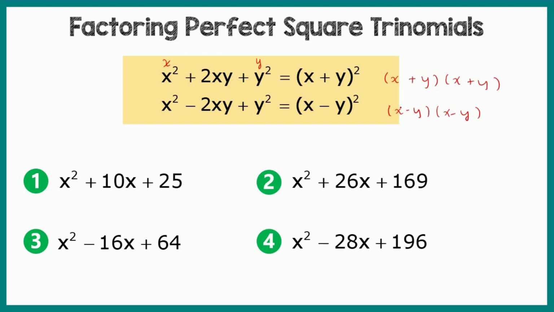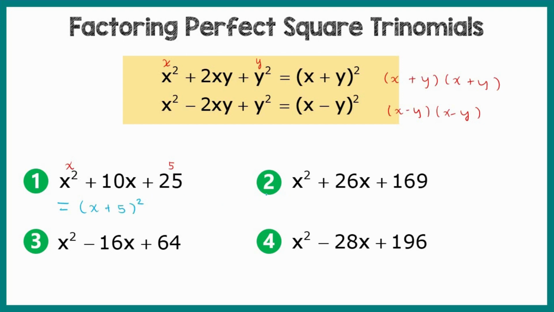Alright, so let's try to factor some perfect square trinomials. The first one, we have x squared plus 10x plus 25. To factor it, identify the square root of the first term. The square root of this is x, and the square root of the last term is 5. So the factored form would be x plus 5 quantity squared.